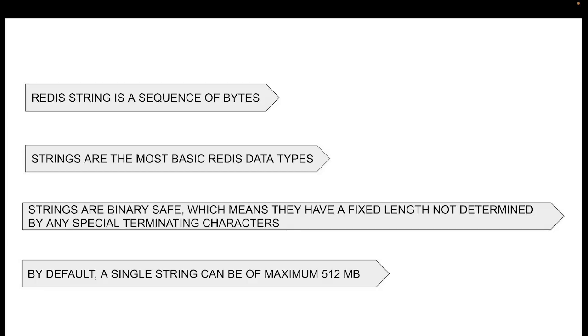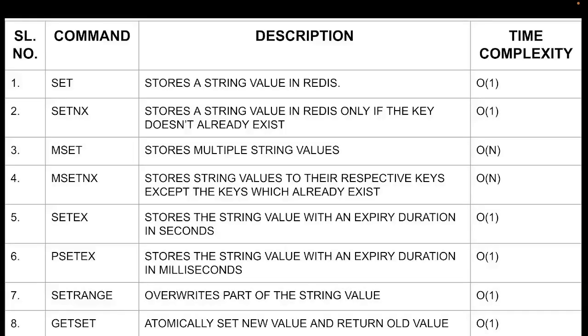A Redis string is a sequence of bytes. Strings are the most basic Redis data type. Strings are binary safe, which means they have a fixed length not determined by any special terminating characters. By default, a string can be a maximum of 512 MB.